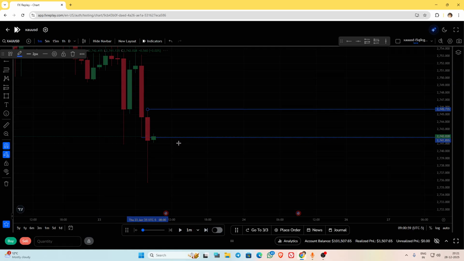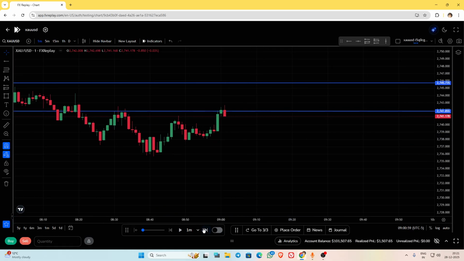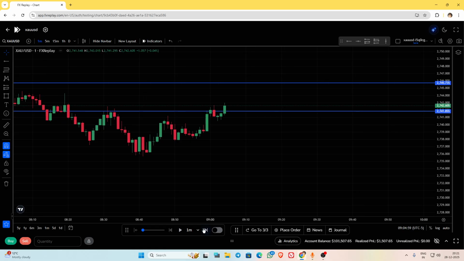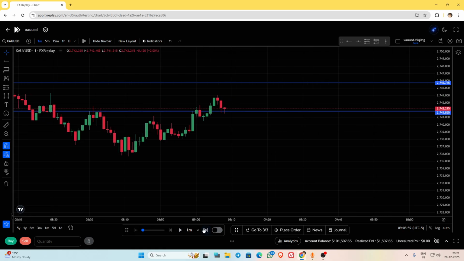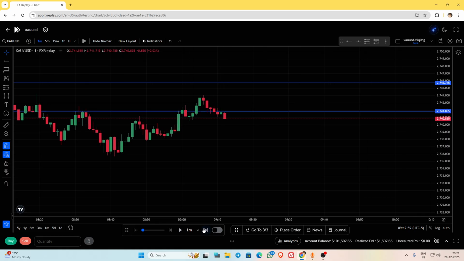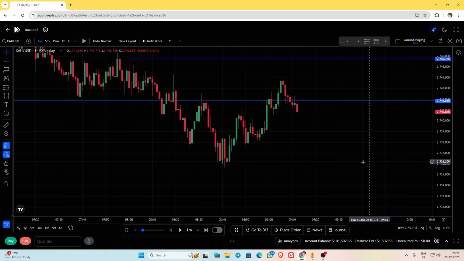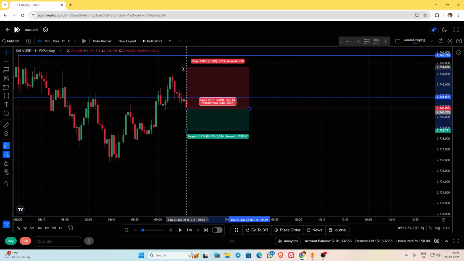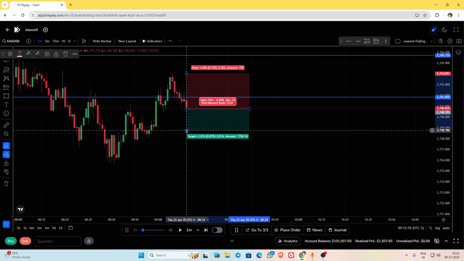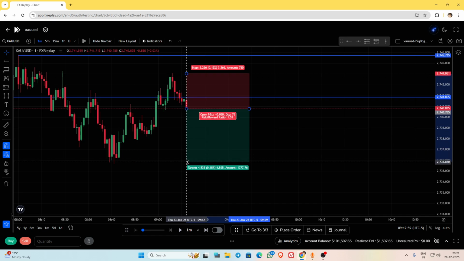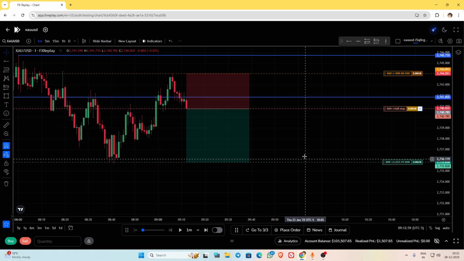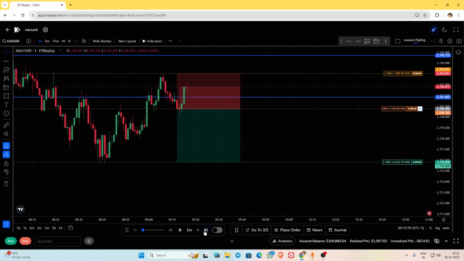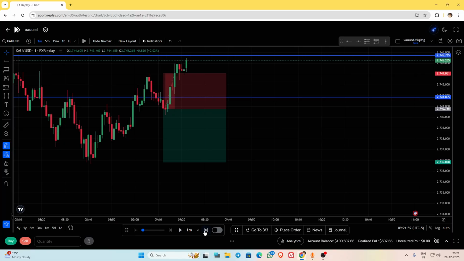Okay, we have tapped. Once we tapped, we need CSID. Still waiting for CSID. This is our CSID. You can see we have closed below the bodies. Now let's do a 1.5 hour trade.